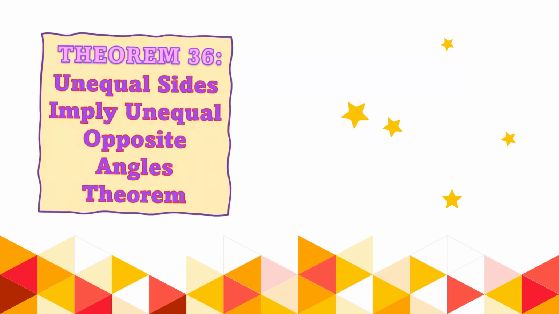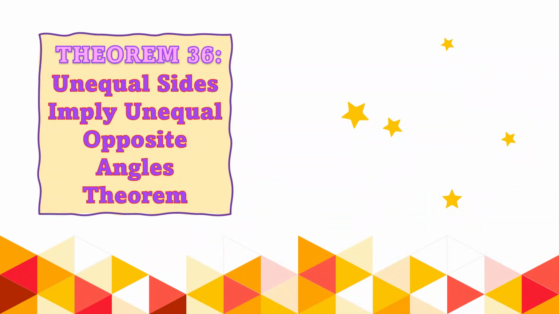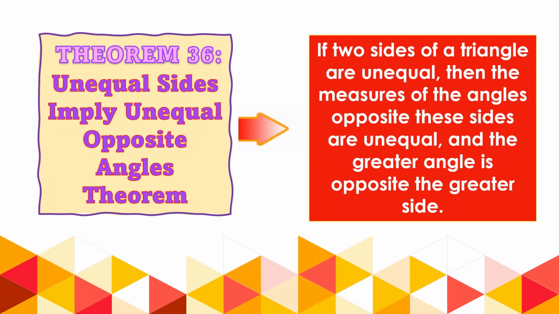There are two theorems that should be familiarized with in dealing with unequal sides and unequal angles of a triangle. The first one is Theorem 36, also known as the unequal sides imply unequal opposite angles theorem. This theorem states that if two sides of a triangle are unequal, then the measures of the angles opposite these sides are also unequal, and the greater angle is opposite the greater side.